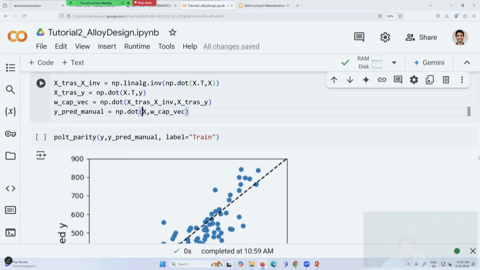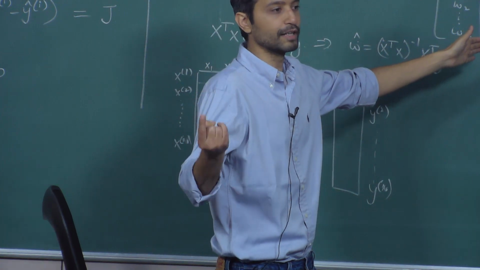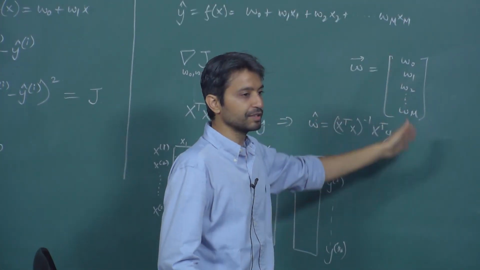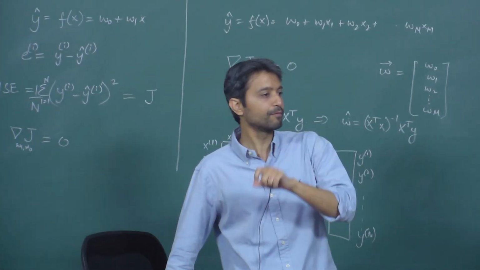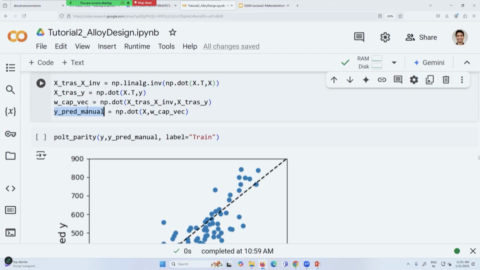Once I have my W cap, I can actually do this thing, x times the dot product of W cap. So imagine your x and you are taking dot product with W vector. So what will that give you? This multiplied by this vector, that is my y cap 1. This multiplied by the second vector, that is my y cap 2. So this thing is basically giving me predictions for these different alloys. For these 120 alloys, now I am getting a prediction.